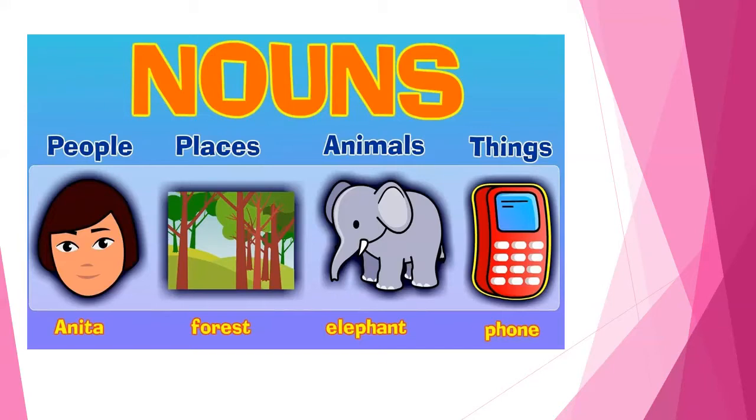The next one is things. Things are known as nouns, like phone, chair, table, pencil, etc. Okay, move on to your next slide.